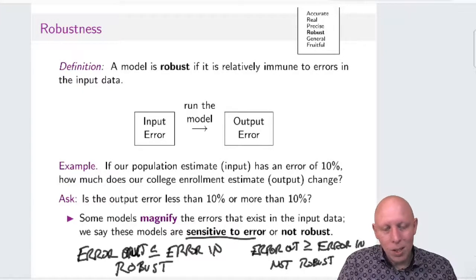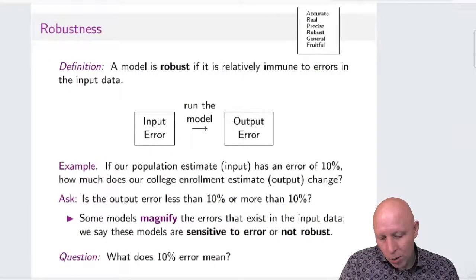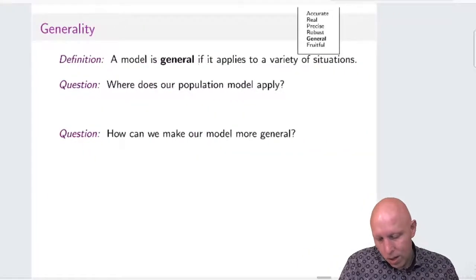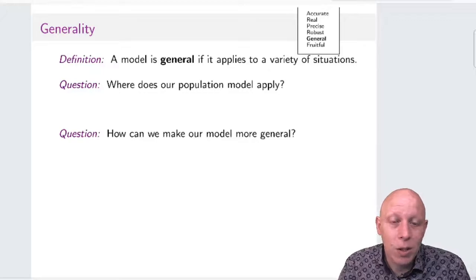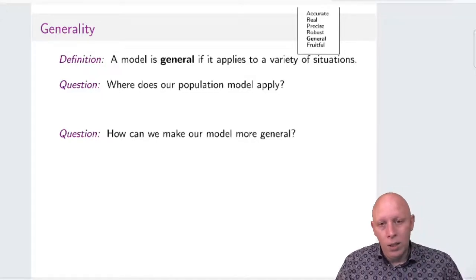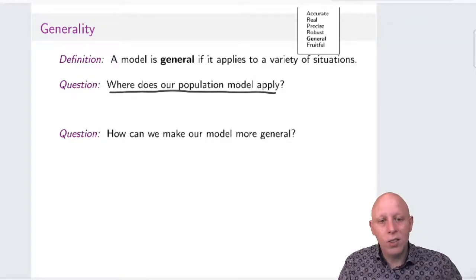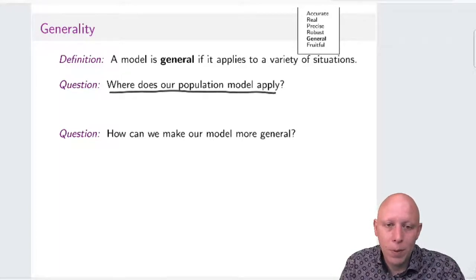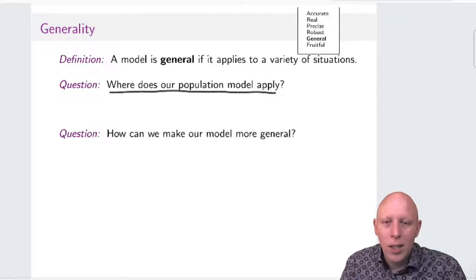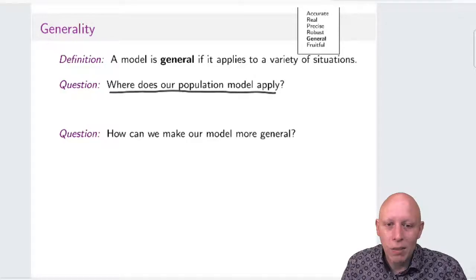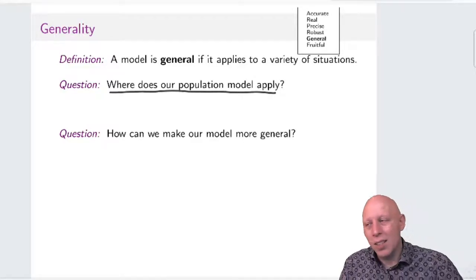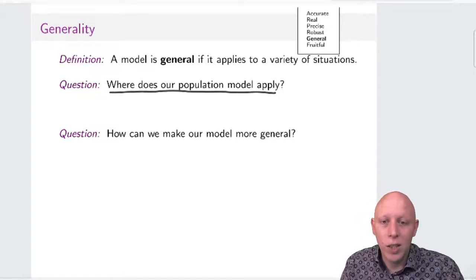So let's talk about two more examples. A model is general if it can apply to a variety of situations. So where does our model apply? Our model applies to the set of all students in the United States. If you are any particular college, that might not be so helpful, because how are you going to be able to predict how many students you're actually going to have? All you know is how many students there are in the whole country.